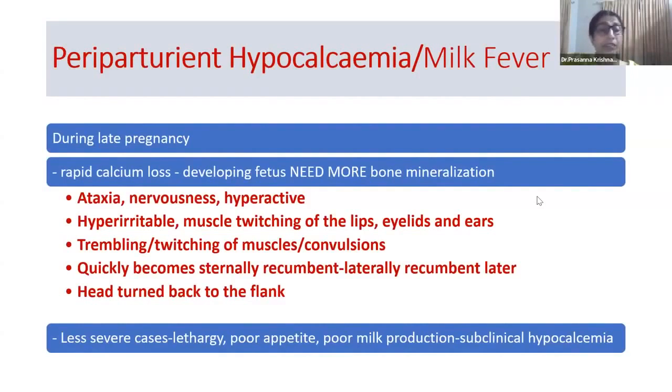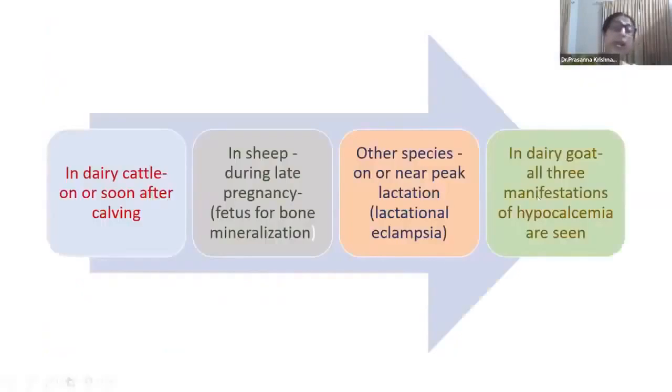But you may sometimes find less severe cases with lethargy. The animal is not very active, not taking feed normally, the appetite will reduce. Poor appetite and poor milk production will be there, and that may be a sign of subclinical hypocalcemia. So we have to be careful when you see such symptoms in the flock. We need to give more attention.